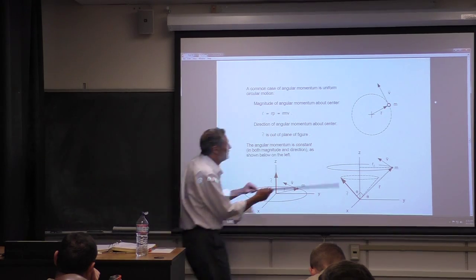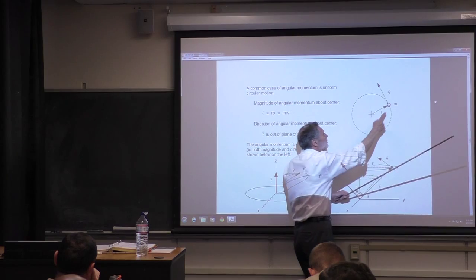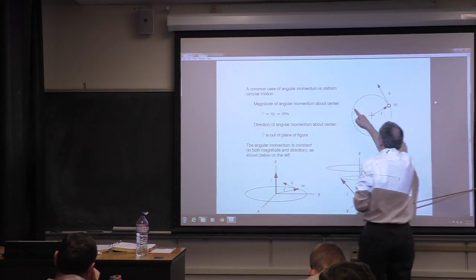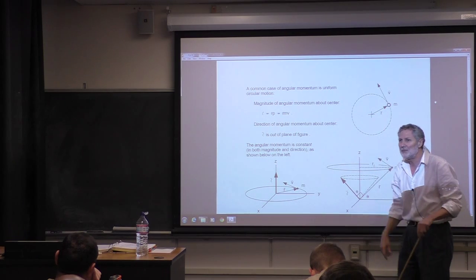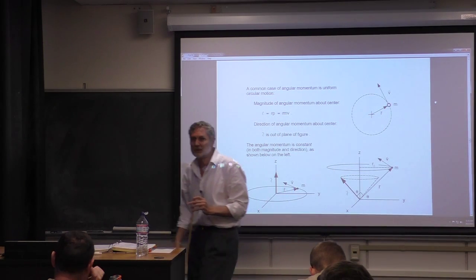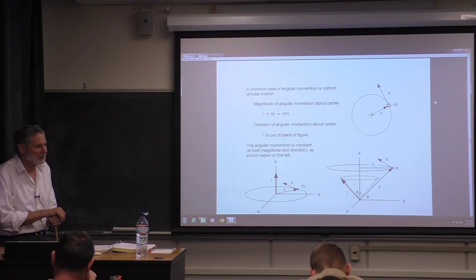Okay, so I've got this vector. Didn't we decide it's coming out here? R cross P. So as this moves around here, it's over here. What's R cross P? Neither the magnitude nor the direction change. Yeah. And that's going to be very important.